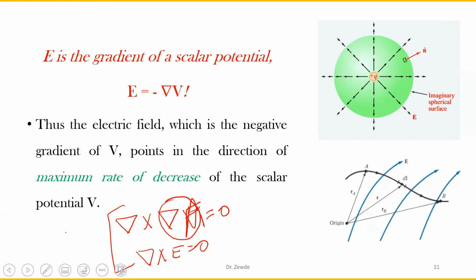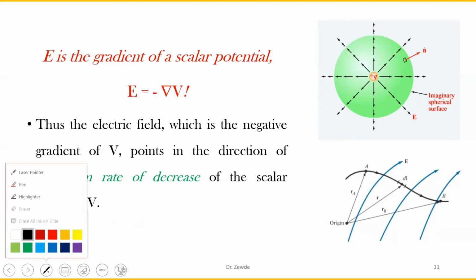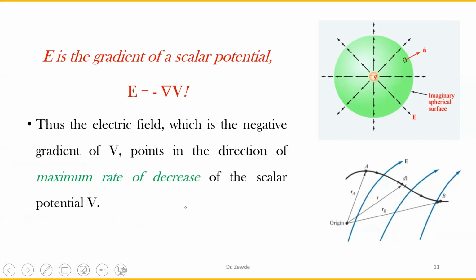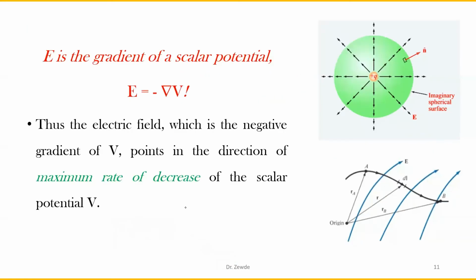So from that, we can also say that E is equal to minus the gradient of the scalar function V. Now we have a minus sign because, as we said in the previous slide, the potential energy always goes from higher to lower, whereas the electric field goes from lower to higher, or from stronger to weaker fields. So it always points along the maximum rate of decrease in the scalar potential. Then if I know V, I can determine E.